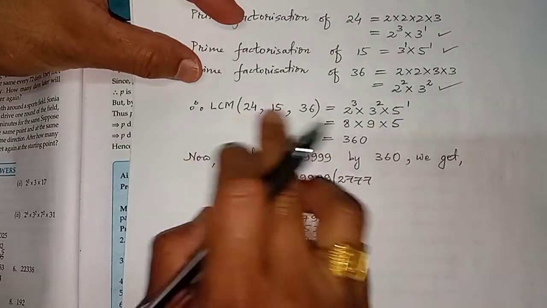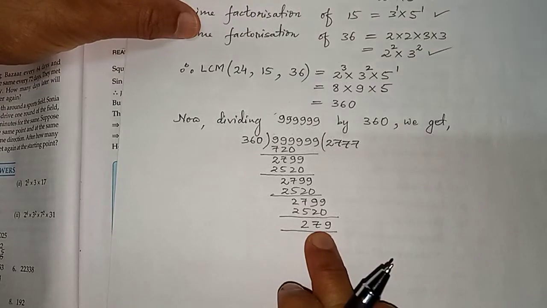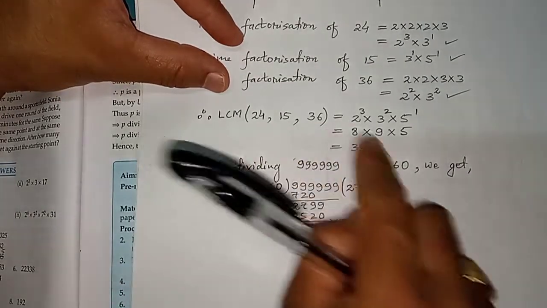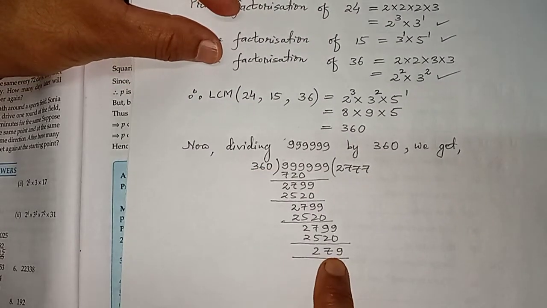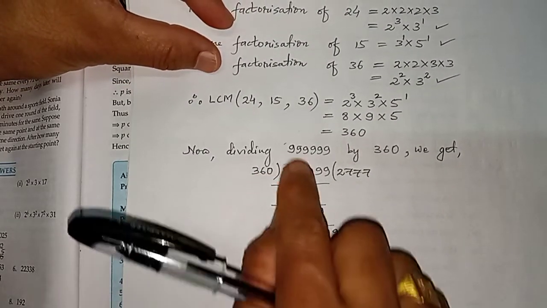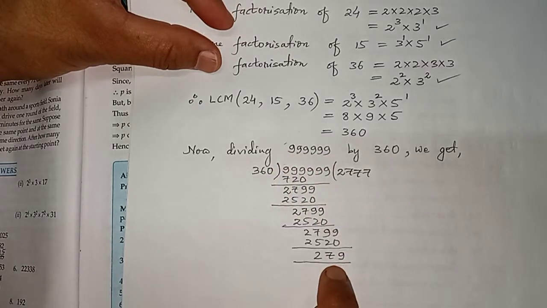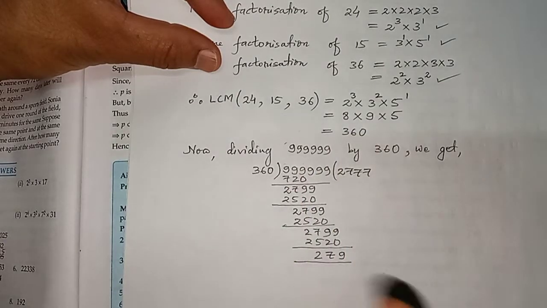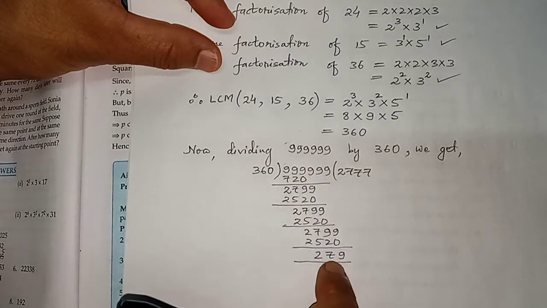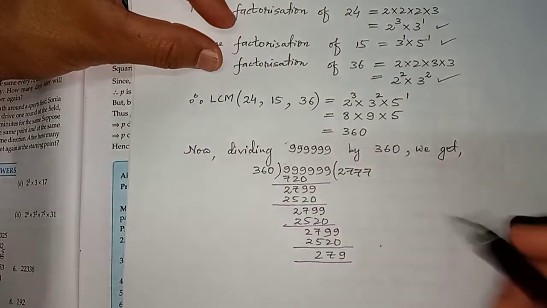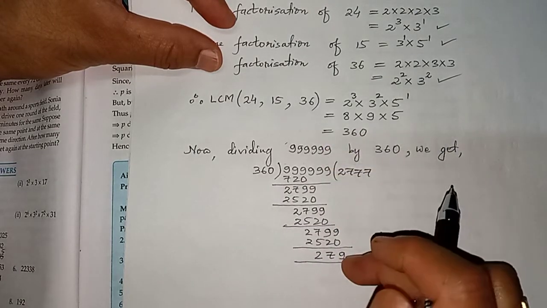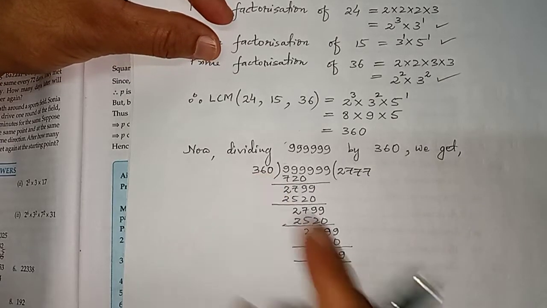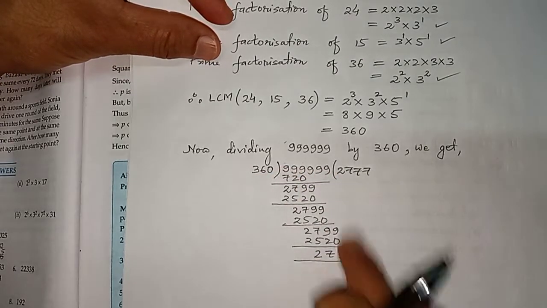the LCM of these 3 given numbers, 360, you'll find that the remainder is 279. That means the largest number of 6 digits is not divisible by the LCM of these 3 given numbers, 360, because the remainder is coming 279. It means that from this largest number of 6 digits, if I subtract this remainder 279, then the difference of these two will be exactly divisible by the LCM, because if I remove this 279 from the main number, then the remainder will not remain anymore.